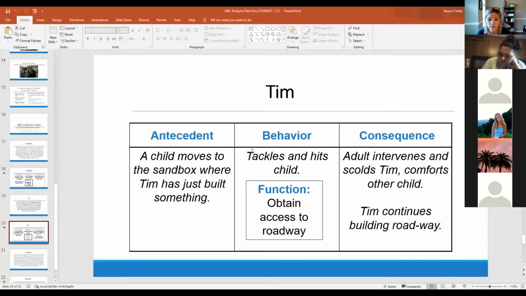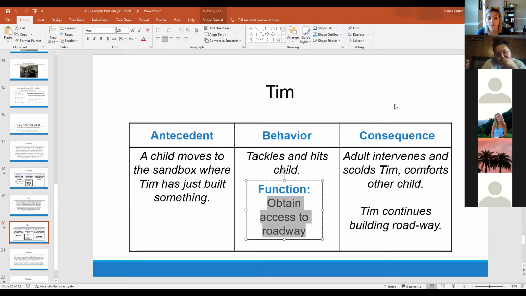So the behavior was that Tim tackled and hit the child, right? The antecedent, what happened first, was that a child moved to the sandbox near something Tim had just built. And the consequence was that the adult intervened, scolded Tim, and comforted the other child. Tim got to continue building his roadway. We might say that the function of Tim's behavior was to obtain access to continue building his roadway.